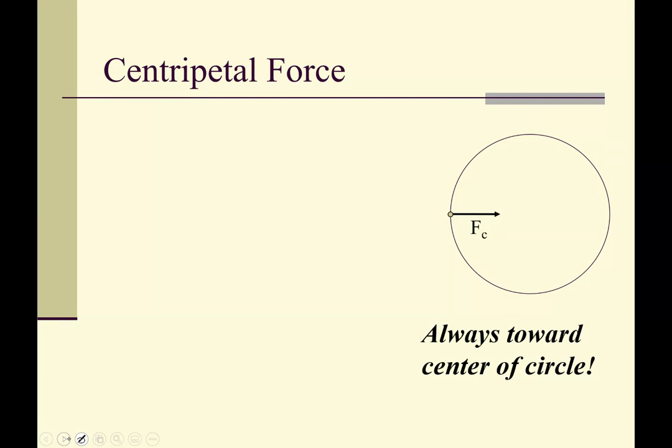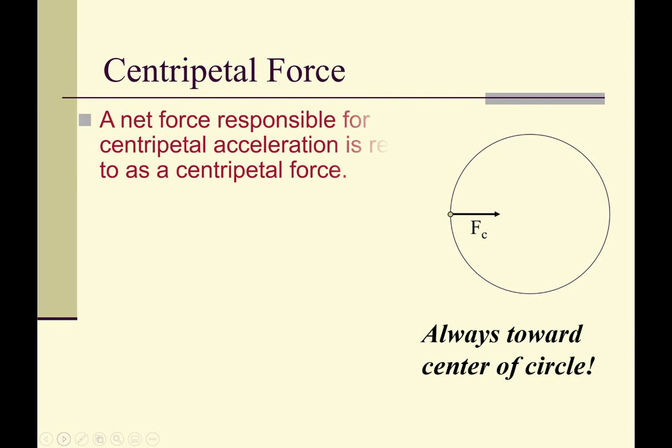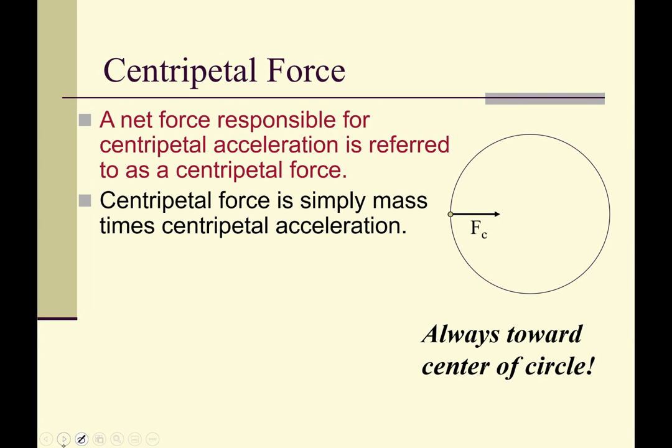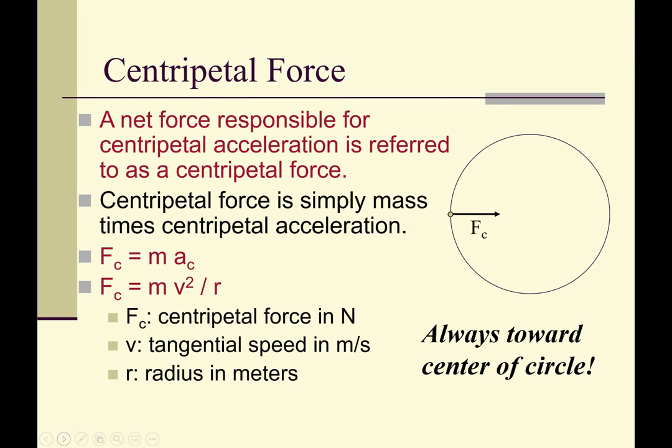So when you're looking at centripetal force, we know that force is going to be your mass times acceleration. The net force responsible for centripetal acceleration is called your centripetal force. We know that sum of forces is equal to mass times acceleration. Centripetal force is simply mass times centripetal acceleration. So go ahead and use some substitution here, and you end up getting mv squared divided by r. So our sum of forces when we're dealing with centripetal motion is mv squared divided by r.